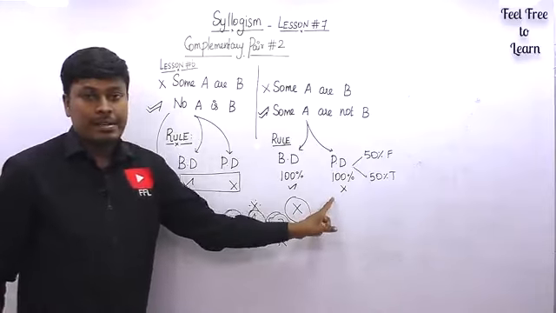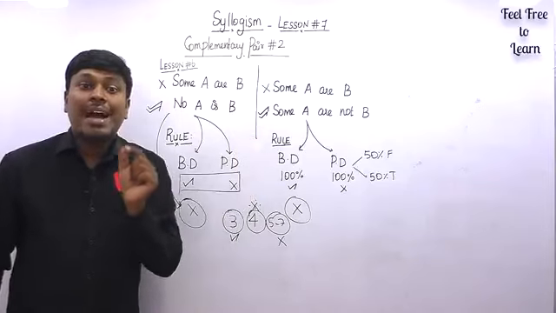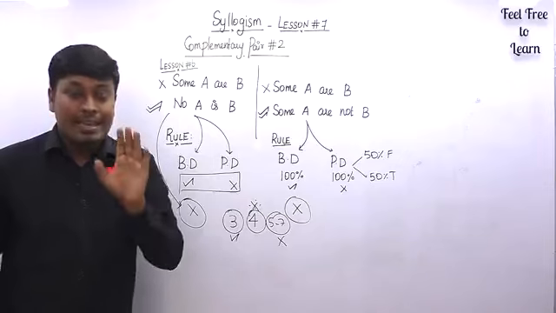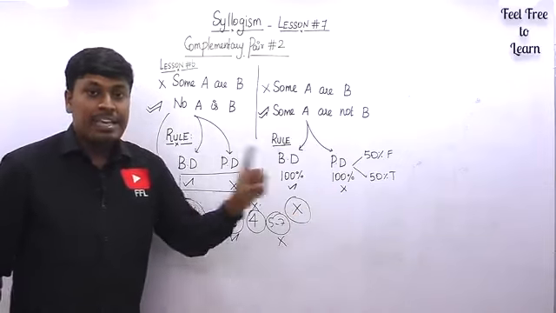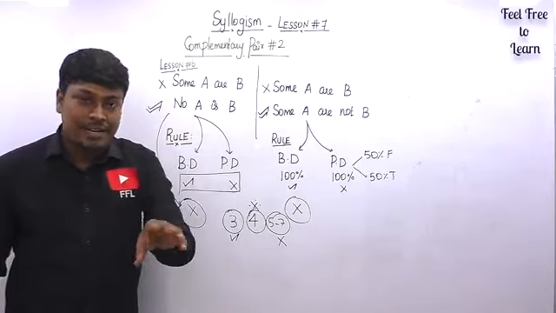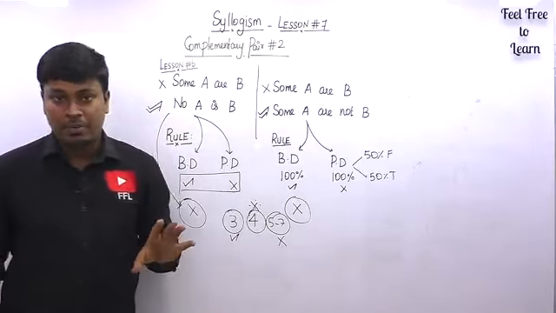In a possible diagram, the same conclusion should be 100% false, then only you should say it's a complementary pair. In case in a possible diagram, if it is 50% true and 50% false, then definitely it does not follow the complementary pair rule. Got it?